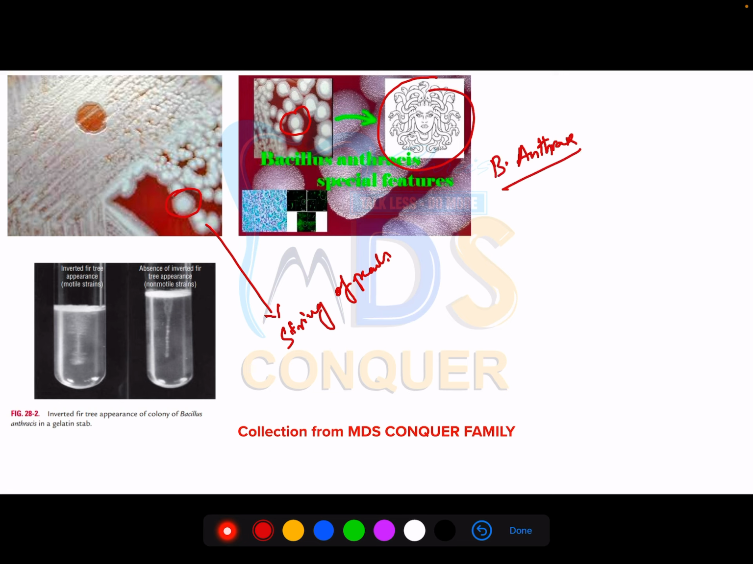The second one is string of petals, a very important feature that you see. The answer is the same. And one more thing, which is most commonly seen: you can see this tube filled with gelatin, and in this you can see an inverted Christmas tree or inverted fir tree appearance, seen again in the same organism. These three diagrams are very important related to this particular microorganism from the microbiology point of view.